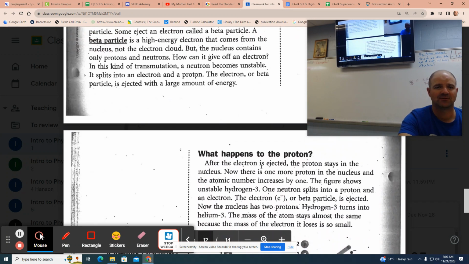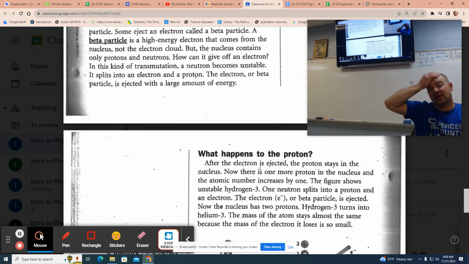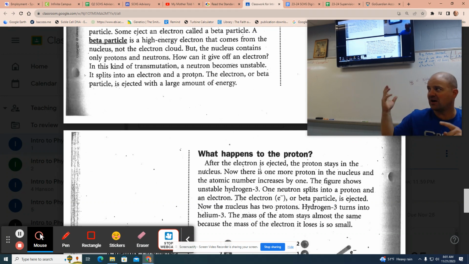What happens to the proton? After the electron is ejected, the proton stays in the nucleus. So that neutron turned into a proton and ejected the electron. It's a lot of ons. I know it's kind of, hopefully not getting too confusing. Now there is one more proton in the nucleus, and the atomic number increases by 1. So it changes its identity, right? If you've got an extra proton, you are no longer what you used to be.